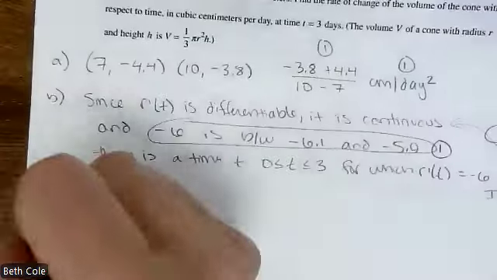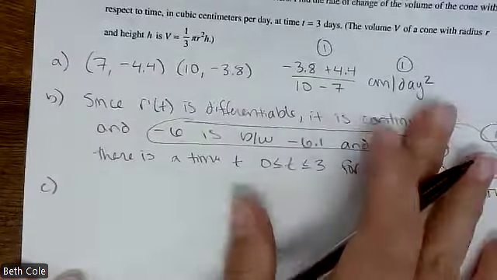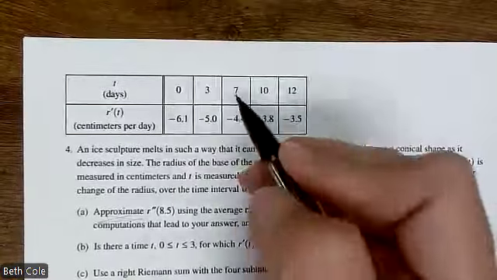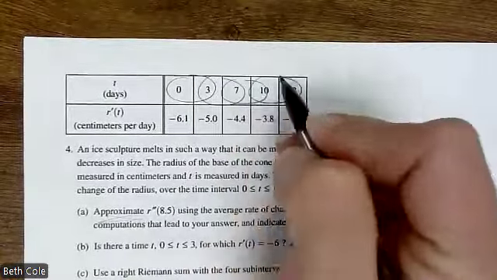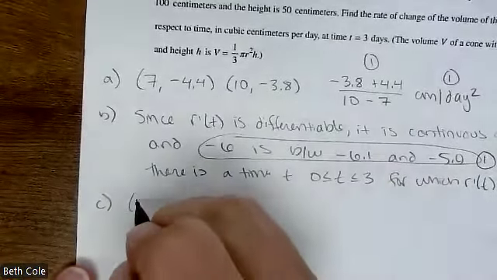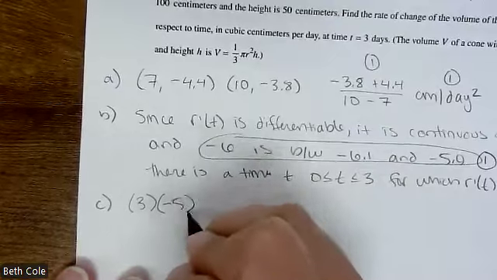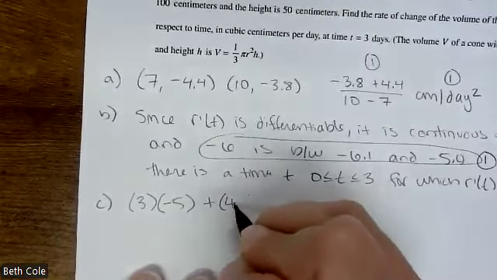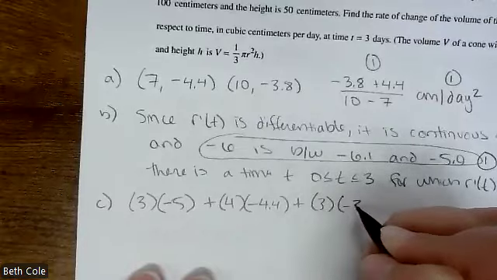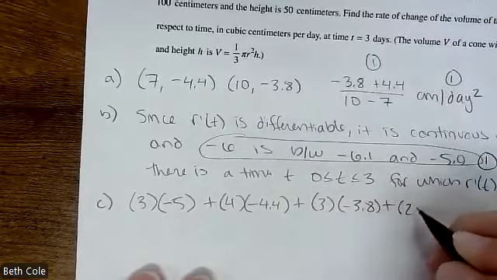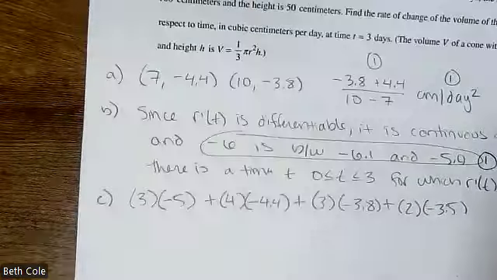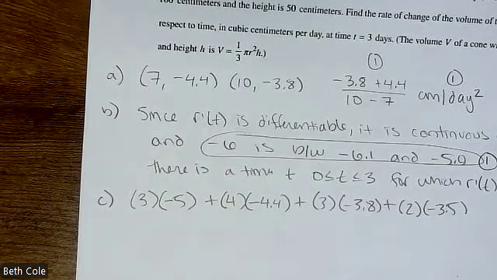Okay, all right, letter C. Everybody should have gotten this one too. Riemann sum with the 4 subintervals in the table. Again, you're going to have to look at your paper because I don't want to keep sliding this paper up and down. All right, what'd you put? 3 times -5, good, plus 4 times -4.4, plus -3.8, plus. Did they ask for units or anything else, or is that it? That is it. That is worth 2.